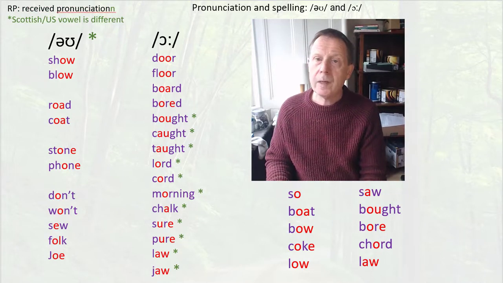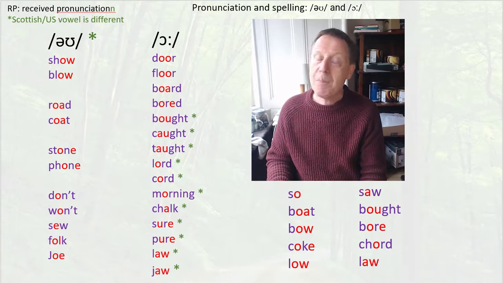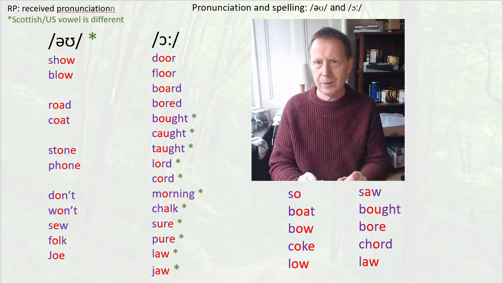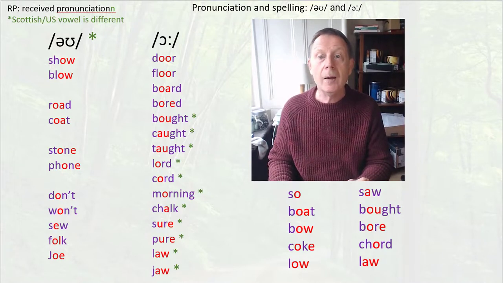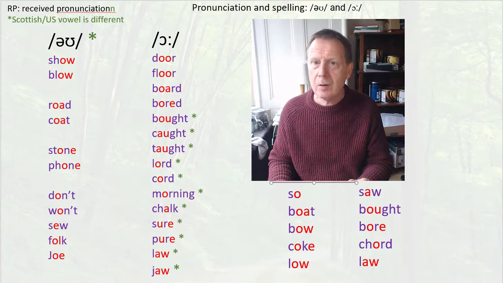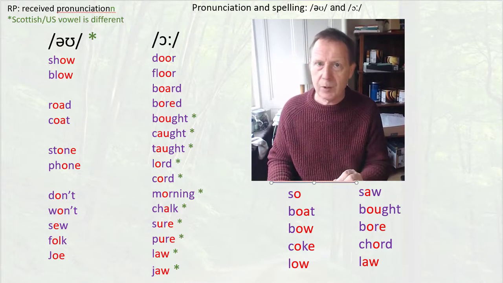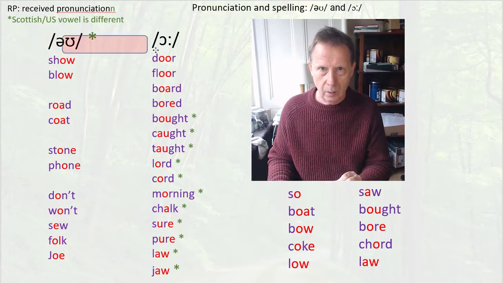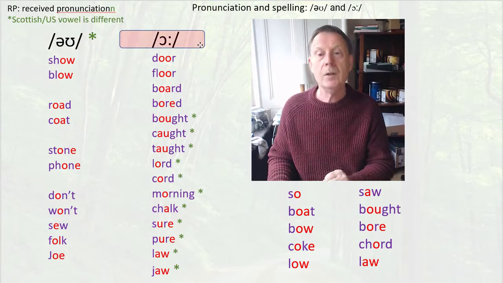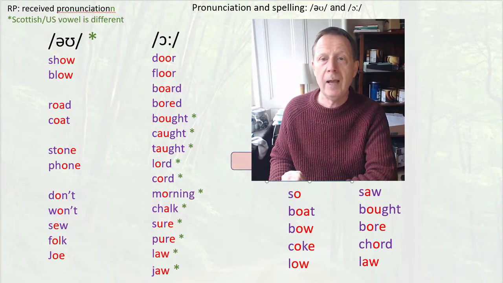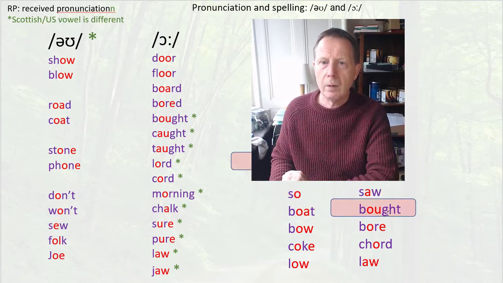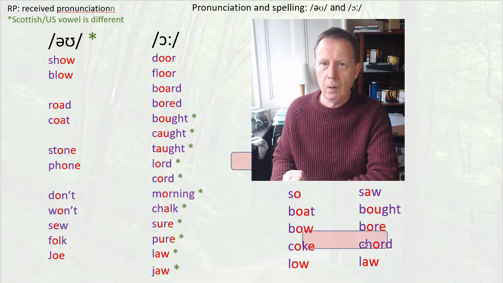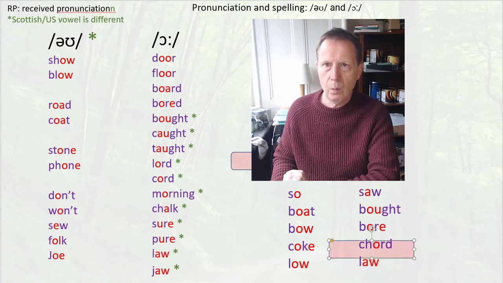When we look at vowels, it's often useful to look at the pairs of words and listen to the differences. These are often called minimal pairs. So I'm going to stay with received pronunciation for this part so you can hear the difference between the O and O sounds. So, for example, here we have so, saw, boat, bought, bow, bore, coke, cord, low, law.